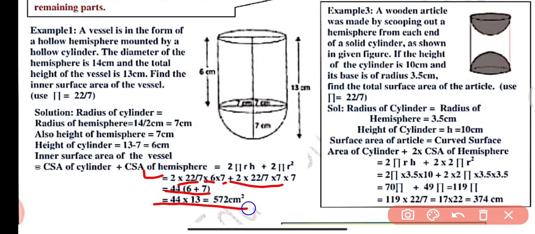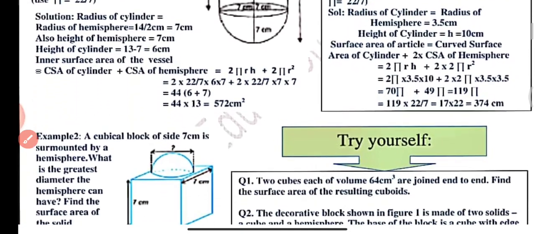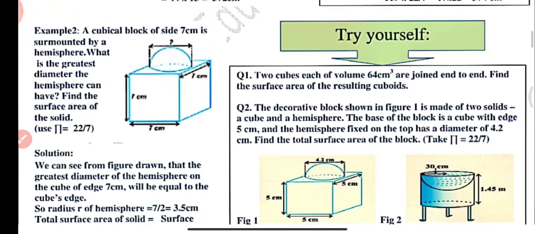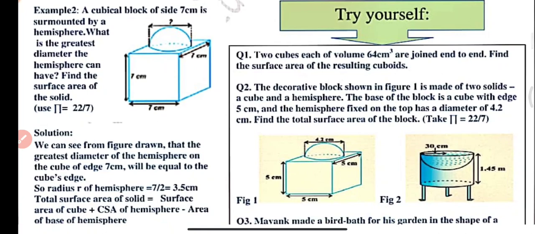So after simplifying we will get 572 centimeter square as the inner surface area of the vessel. This is all about example number 1. So now proceed for example number 2. A cubical block of side 7 cm is surmounted by a hemisphere. What is the greatest diameter the hemisphere can have? Find the surface area of the solid.